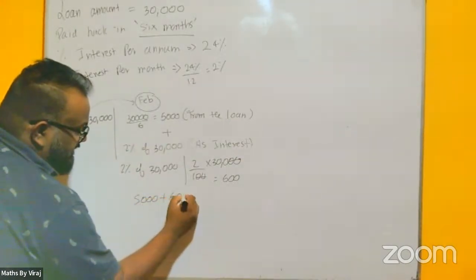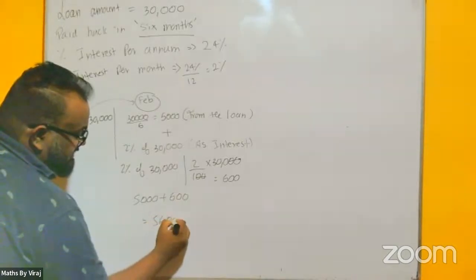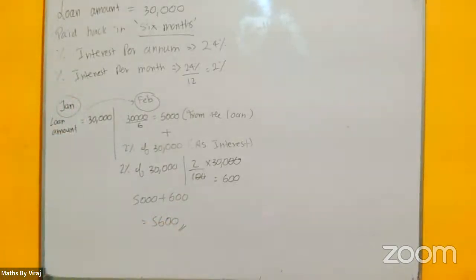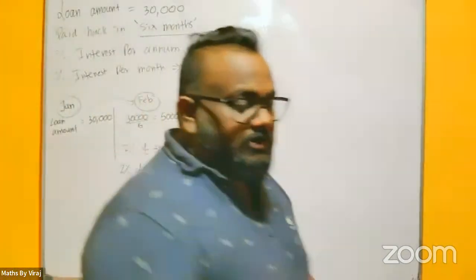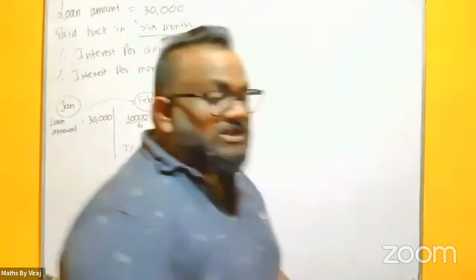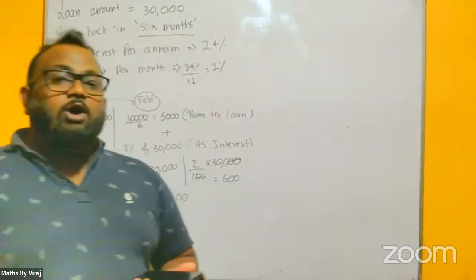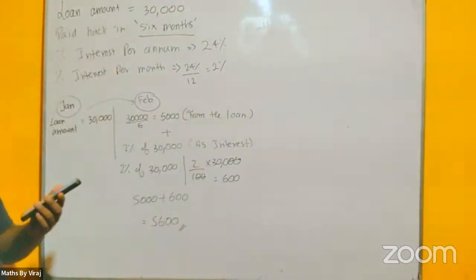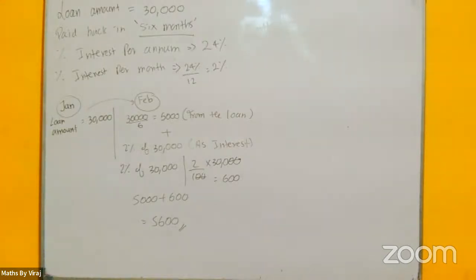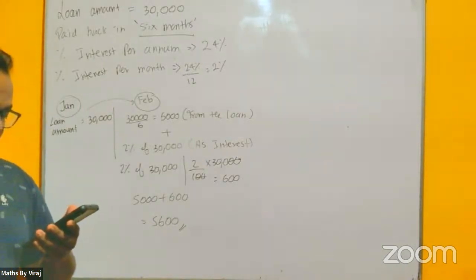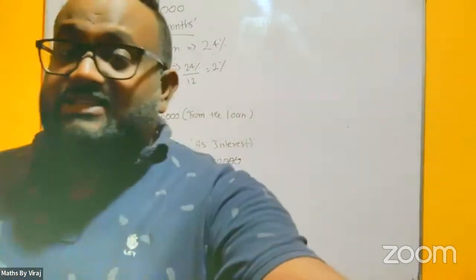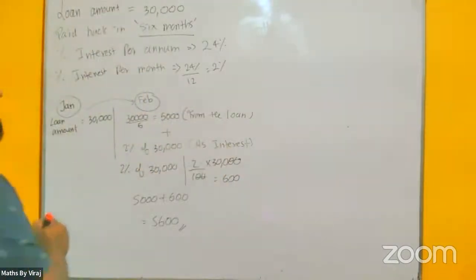5,000 plus 600, 5,600. Now the issue is this. Why did I give 5,000? This is what we call, Pute, the reducing balance. This is what we call what now? The reducing balance. What is it that we understand from this?